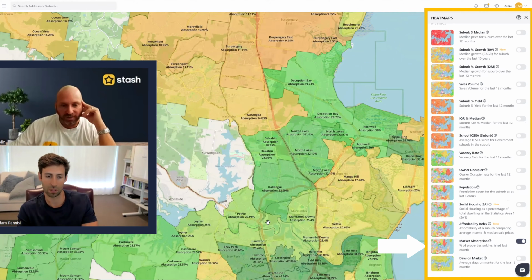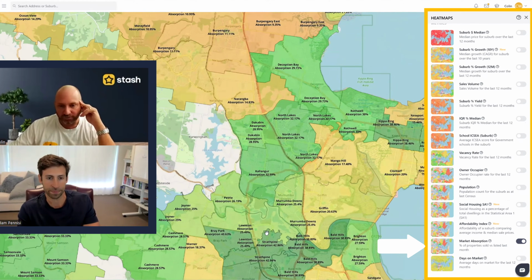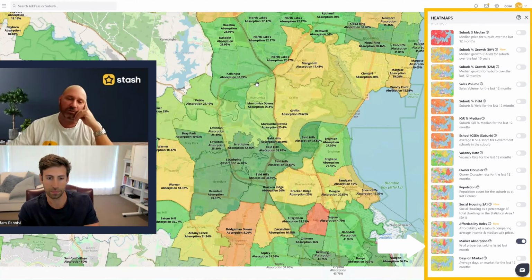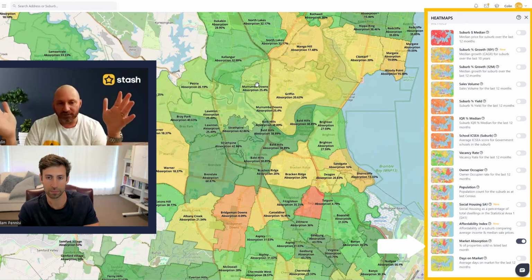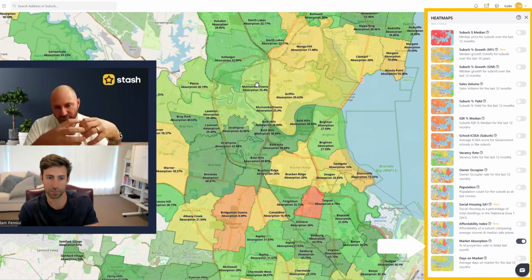Market absorption is another key number here. So if I just go down, let's have a look. This is looking at, if there were 10 houses on the market, how much of the stock is being absorbed or being sold every single month.